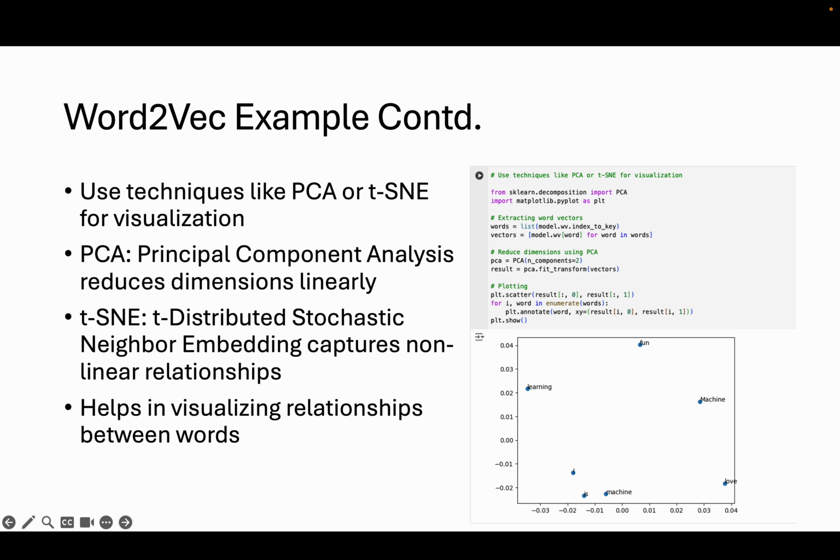Visualizing high-dimensional data can be challenging. So we use techniques like PCA, or principal component analysis, or t-SNE, or t-distributed stochastic neighbor embedding, to reduce the dimensions. PCA reduces the dimensions linearly, whereas t-SNE captures nonlinear relationships. So here's how we can use PCA to visualize our word vectors in 2D space.